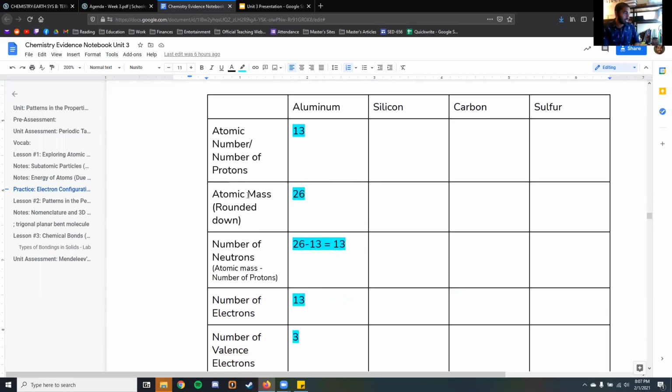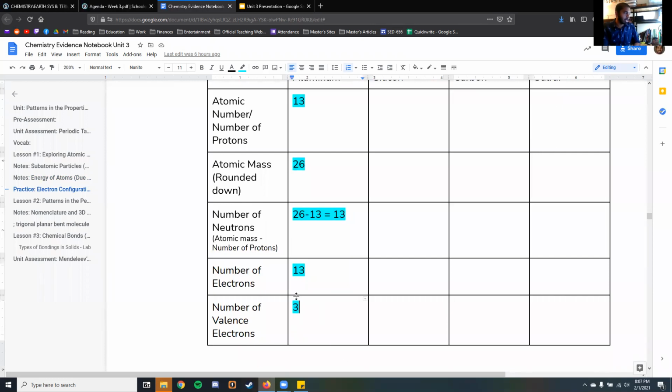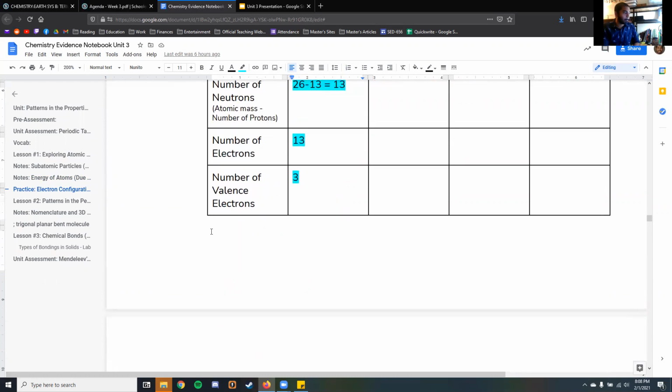You want to fill in this chart, and this chart's really straightforward. Valence electrons, total number of electrons, atomic number. Those are straightforward enough. The biggest thing that might give you trouble is the number of neutrons, which is just your atomic mass subtracted by the atomic number.